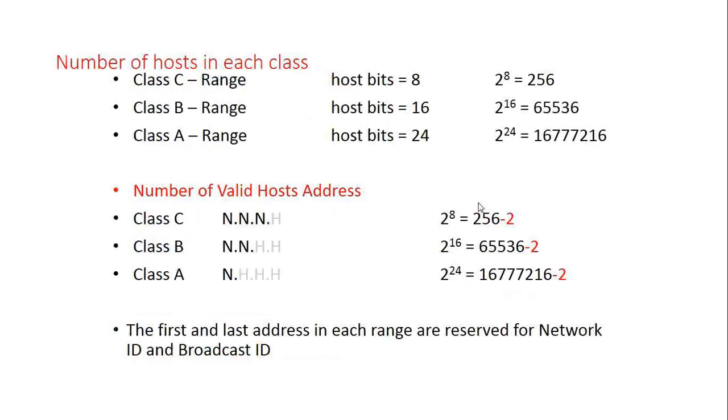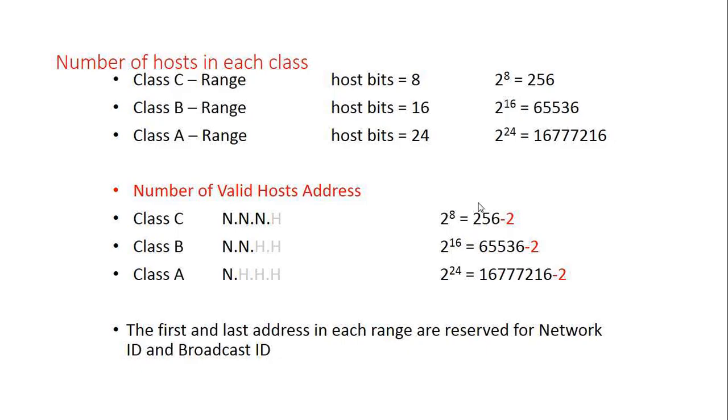So here I've got some calculations: the number of hosts in each class. In class C, only 8 host bits are available, the last octet. So the number of IP addresses we have is 2 power 8, which is 256. From those 256, we have to subtract 2, because the first is reserved for the network ID and the last one is reserved for the broadcast address. So the actual valid IPs available for a class C network is 254.